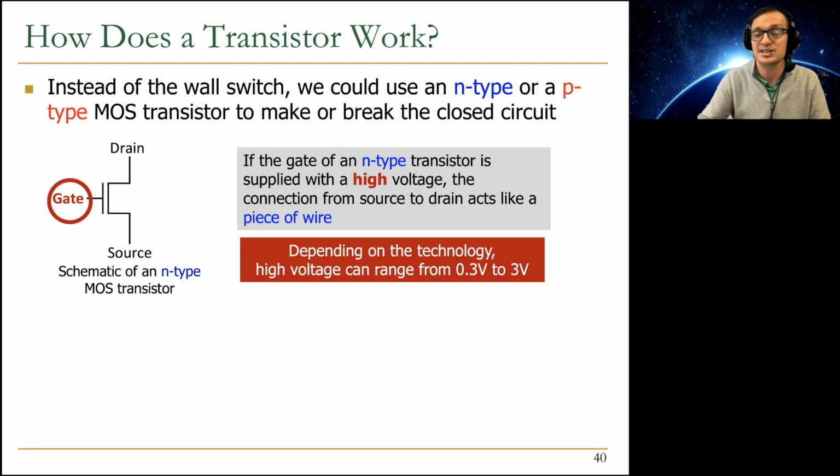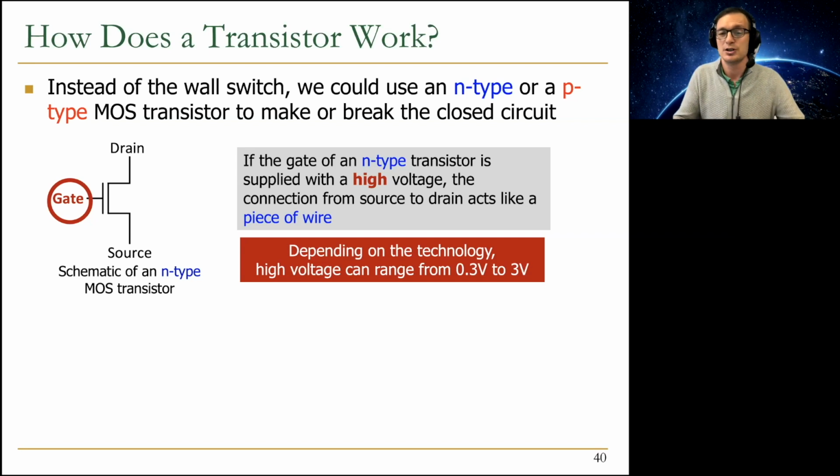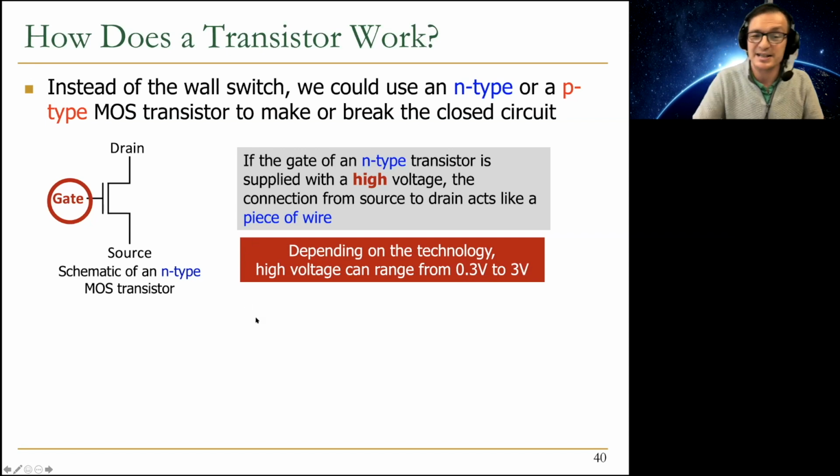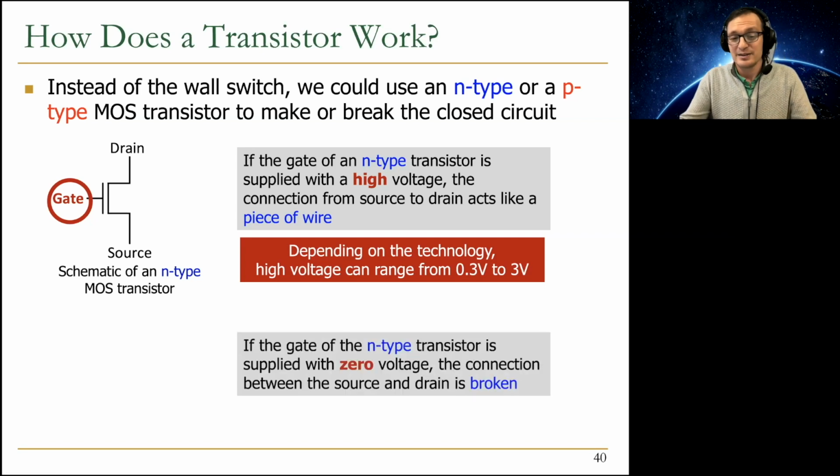We will see in this lecture soon that energy is directly proportional to the voltage that's used to control these transistors. And if you reduce the voltage level as much as possible, that's great because you're reducing energy in the system. But in today's technologies, you can find processors, for example, where the high voltage is 1 volt. That's not abnormal. Sometimes it could be 0.8 volts or so. Now, as I already said, if the gate of the N-type transistor is supplied with 0 voltage, then the connection between the source and drain is broken. As a result, this doesn't conduct.